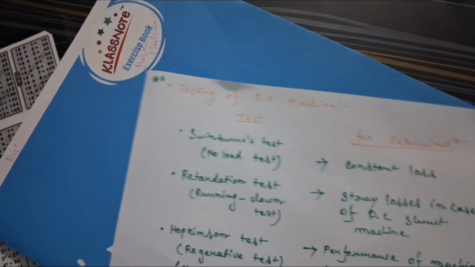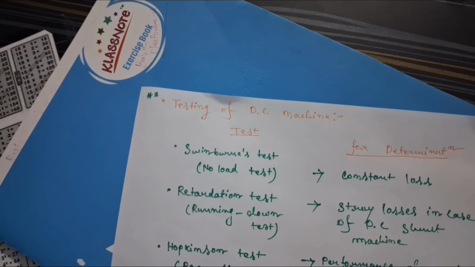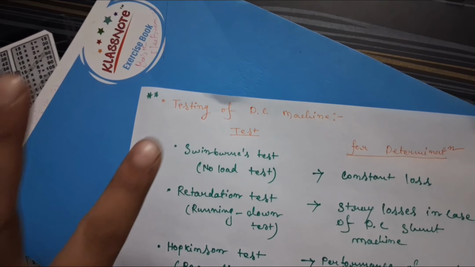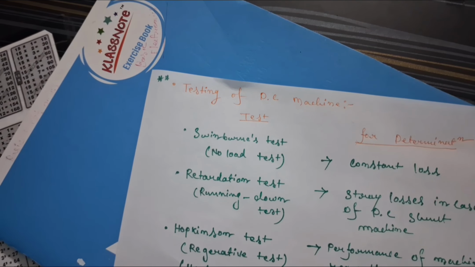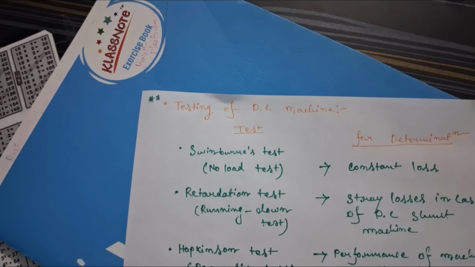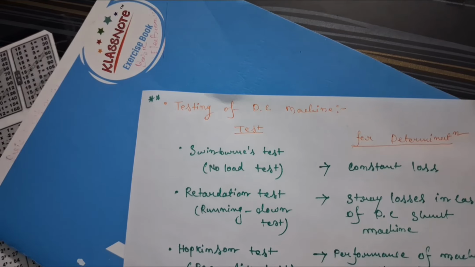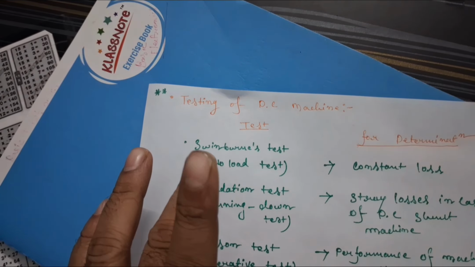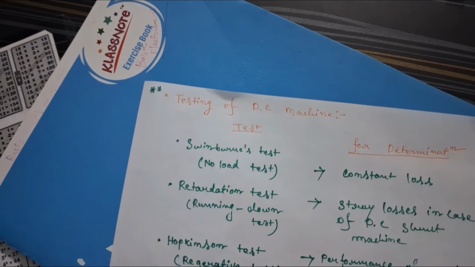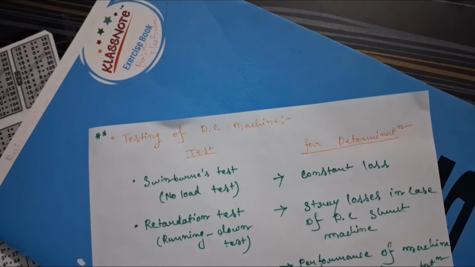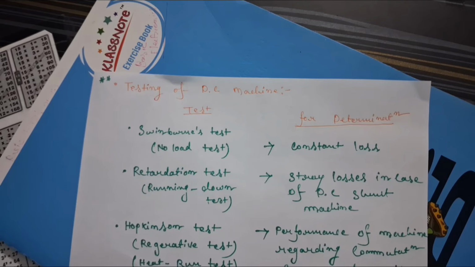On the next page, you have to remember the various tests of DC machine. This topic is important. Here you have to remember the name of the test and the use of this test. Swinburne's test is also called no load test, used for determination of constant loss. Constant loss means iron loss. In iron loss, there are eddy current and hysteresis loss.